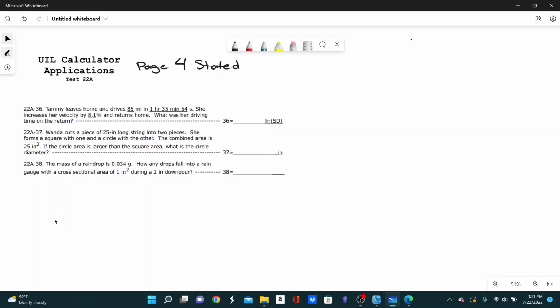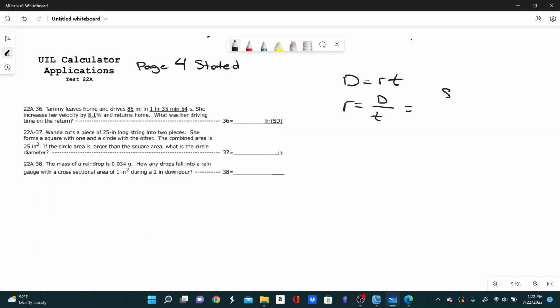So I'm going to start off by finding her initial speed in miles per hour, which I can do just using the formula distance equals rate times time. So if distance equals rate times time, then rate equals distance over time. And let's see, we know the distance is 85 miles.